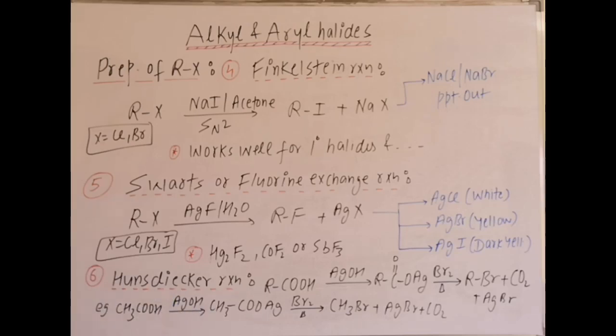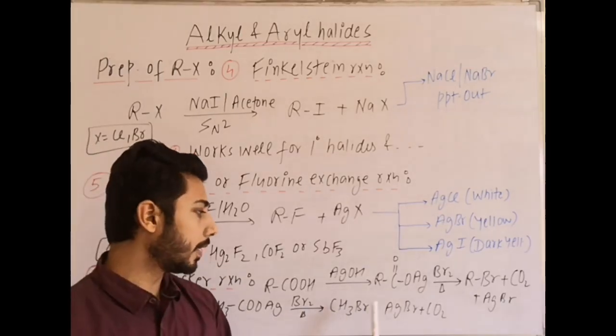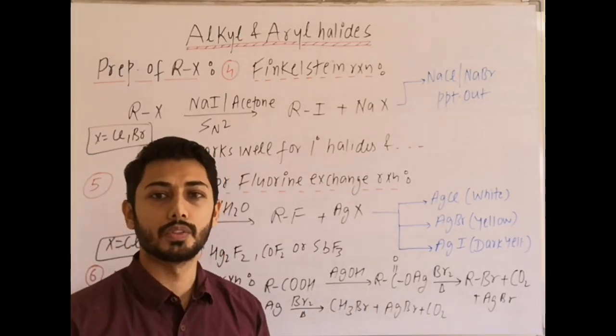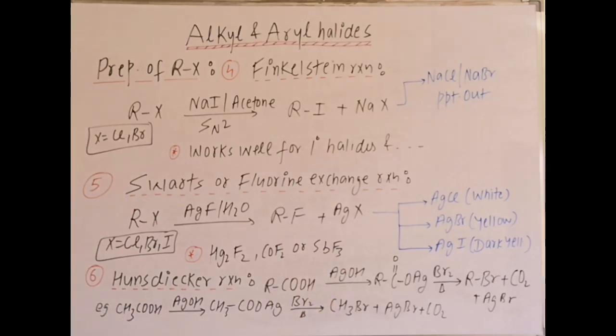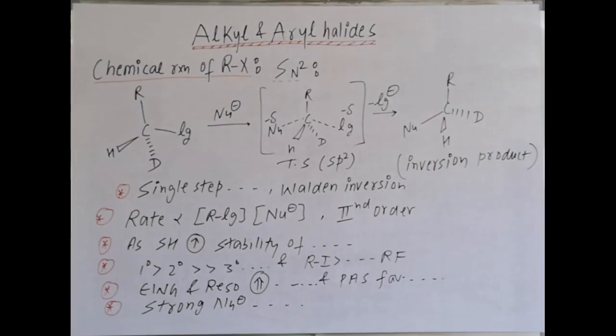With I2 generally an ester is formed. Example, acetic acid with AgOH. What is formed? CH3COO minus Ag plus. Then with Br2, CO2 is released and Br substitutes here. So here it becomes CH3Br plus AgBr plus CO2. These are the preparation reactions of alkyl halides. Next are the chemical reactions of alkyl halides.